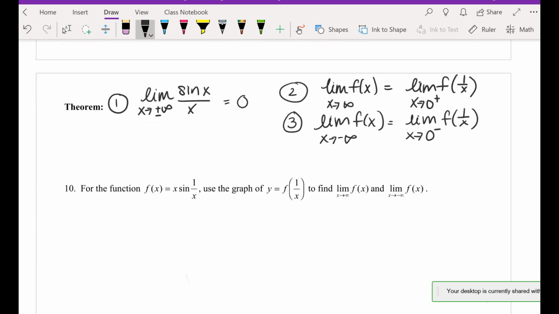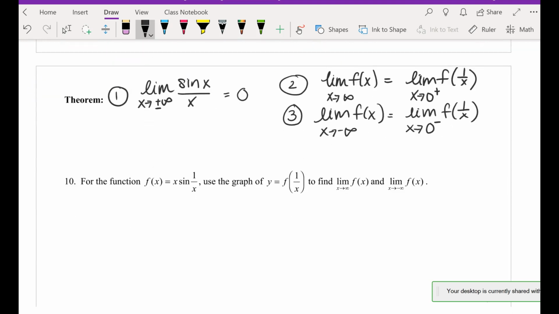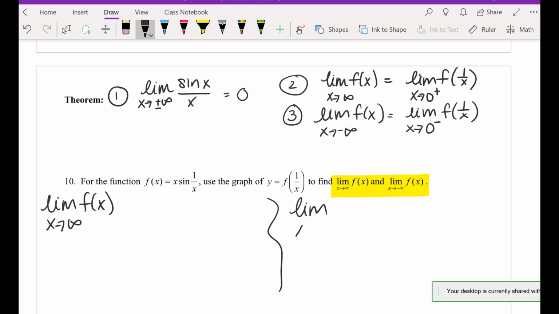Example 10, for the function f of x equals x times sine of 1 over x, okay? I want you to find the limit as x approaches positive infinity and negative infinity. So x approaches positive infinity of f of x, and over here, find the limit as x approaches negative infinity of f of x. So your f of x is x times sine of 1 over x.